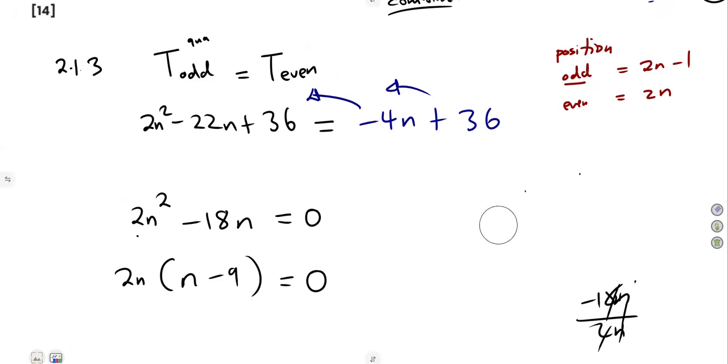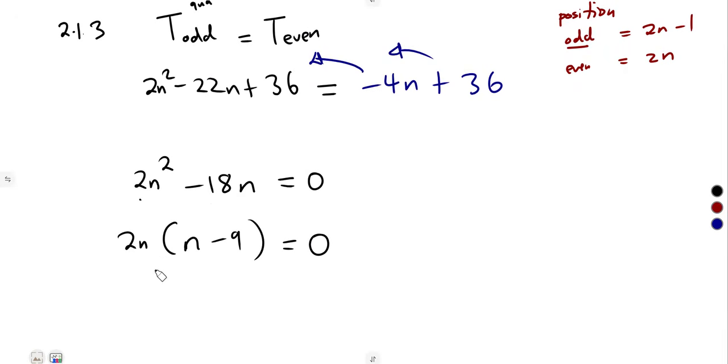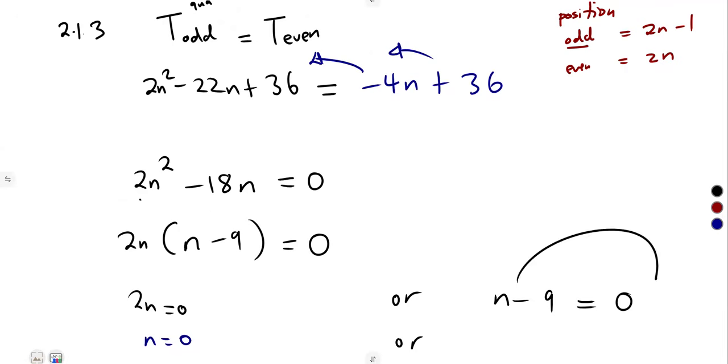Remember the zero product from your factorization. As long as there are two terms multiplied together to give us a 0, one of these is supposed to be equal to 0. 2n must be equal to 0, or the bracket of n minus 9 is supposed to give us 0. So that's it. We solve here. Our n is going to be 0. Or if we solve on the other side, taking the minus 9 to the other side, n is going to be positive 9.